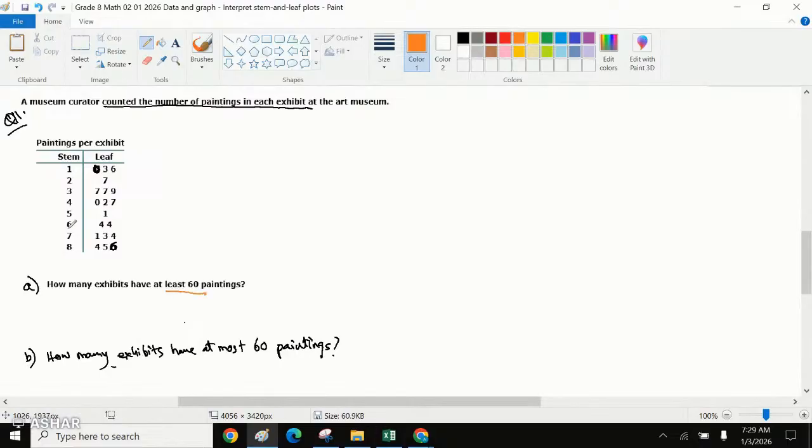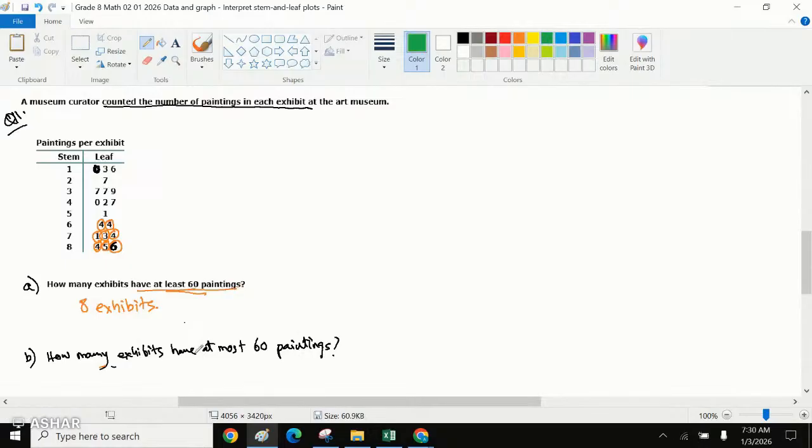At least 60. This would be 64 included, 64 included, right? 71, at least 60, more than 60, right? 73 more than 60, 74 more than 60, 84 more than 60, 85 more than 60, and 86 more than 60. So how many were those? 1, 2, 3, 4, 5, 6, 7, 8. 8 exhibits had at least 60 paintings, right?